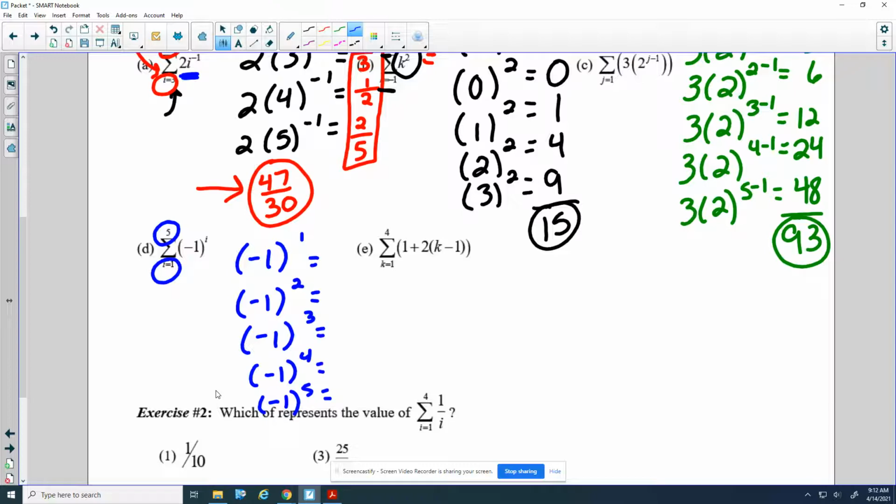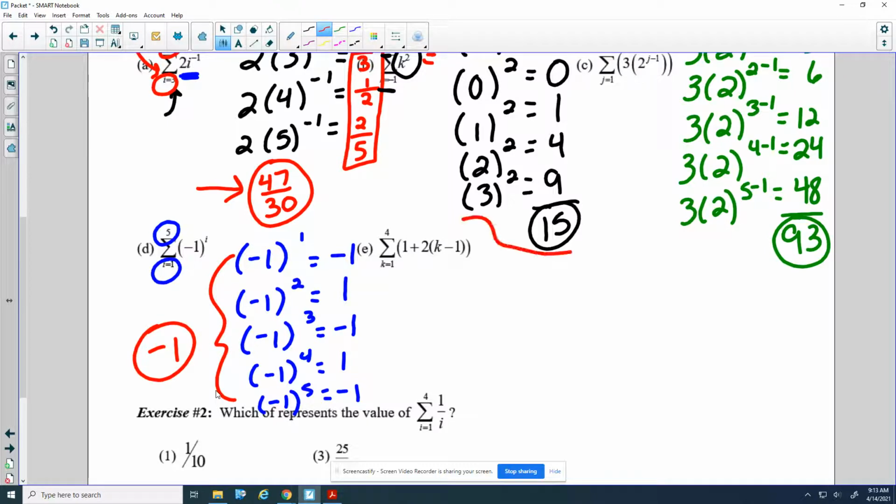So -1 to the first is -1, -1 squared is +1, and we're basically going to alternate like that. So if I add these up, basically the -1s and 1s will cancel, except we have one -1 left. So I'm going to write the sum over here. So the sum of all of these is -1.